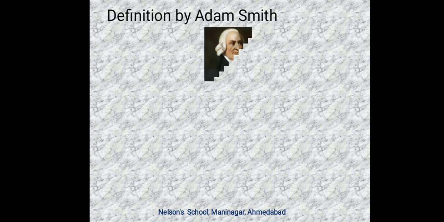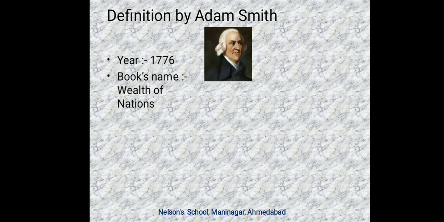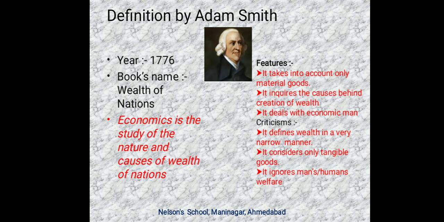Adam Smith was a Scottish economist, philosopher, and author who is considered the father of modern economics. Smith's most notable contribution to the field of economics was his 1776 book, An Inquiry into the Nature and Causes of the Wealth of Nations. This book is popularly known as The Wealth of Nations, and his definition of economics is also known as the wealth definition. He gave the definition as: economics is the study of the nature and the causes of the wealth of nations.